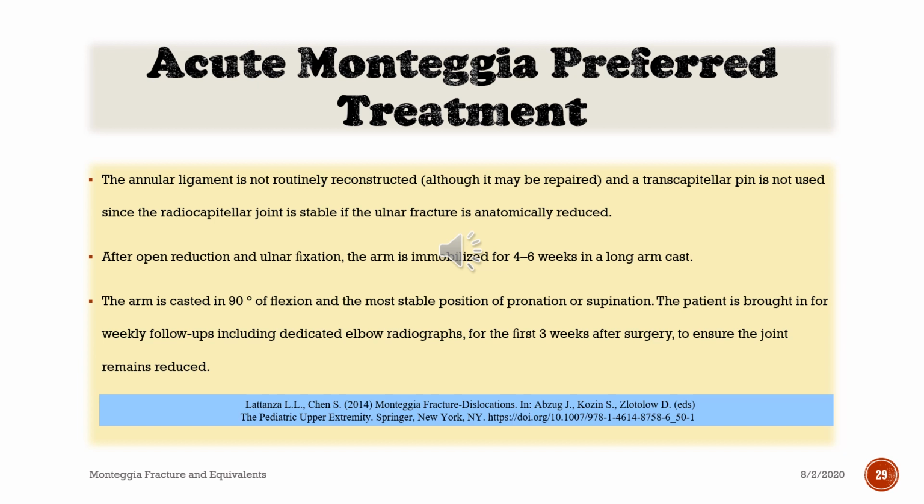The patient is brought in for weekly follow-ups including dedicated elbow radiographs, for the first 3 weeks after surgery, to ensure the joint remains reduced.